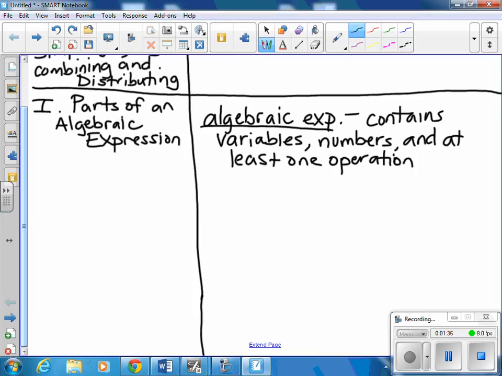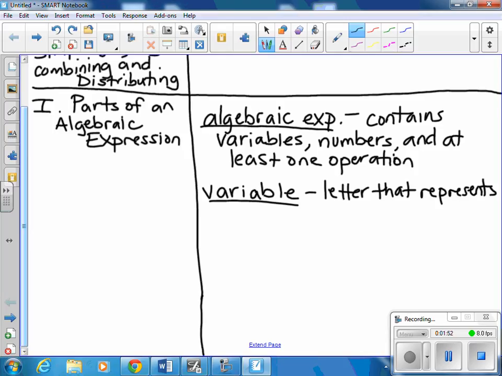All right, so along with this, the first word we want to make sure we know, and you should know this word because you've heard of this one more than once, is a variable. And a variable is simply a letter that represents a number. And in algebra, it will always be lowercase. You cannot use capital letters. Capital letters are reserved for geometry class. All right, so there's the variable.